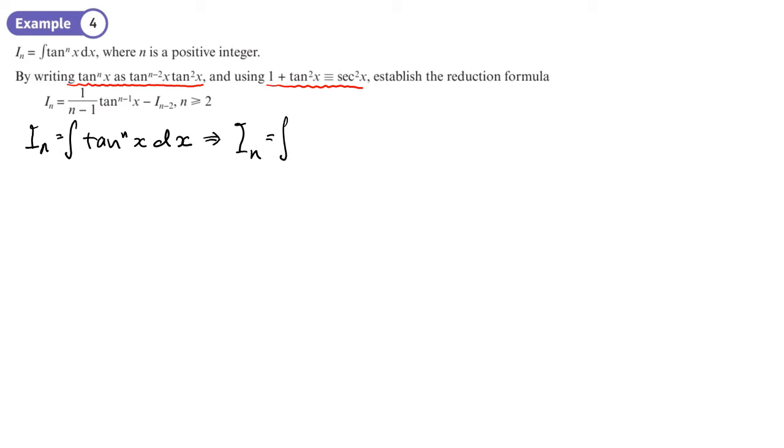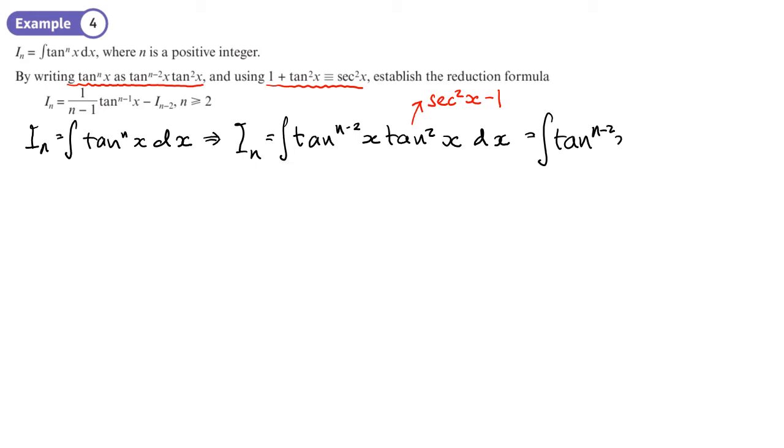So that will be the integral of tan to the n minus 2 x times tan squared x. And then it also says by using this identity here, so that means I can replace that tan squared with sec squared x minus 1. So let's do that. So we'll get I sub n is the integral of tan to the power n minus 2 x times sec squared x minus 1.